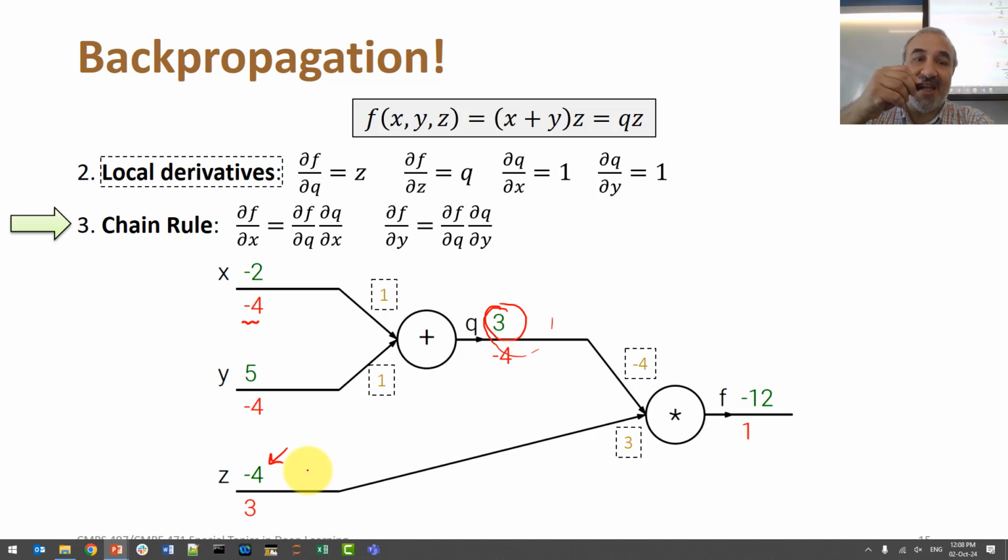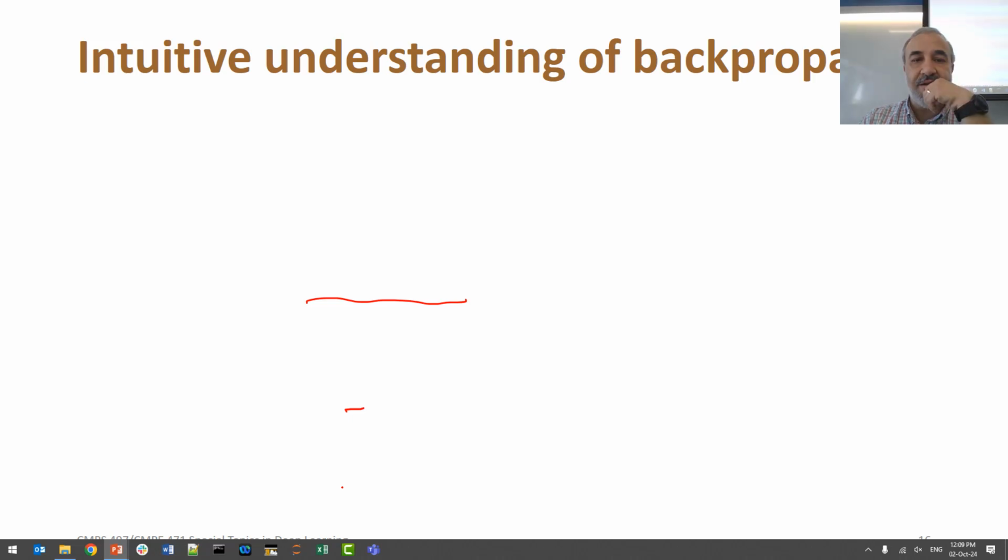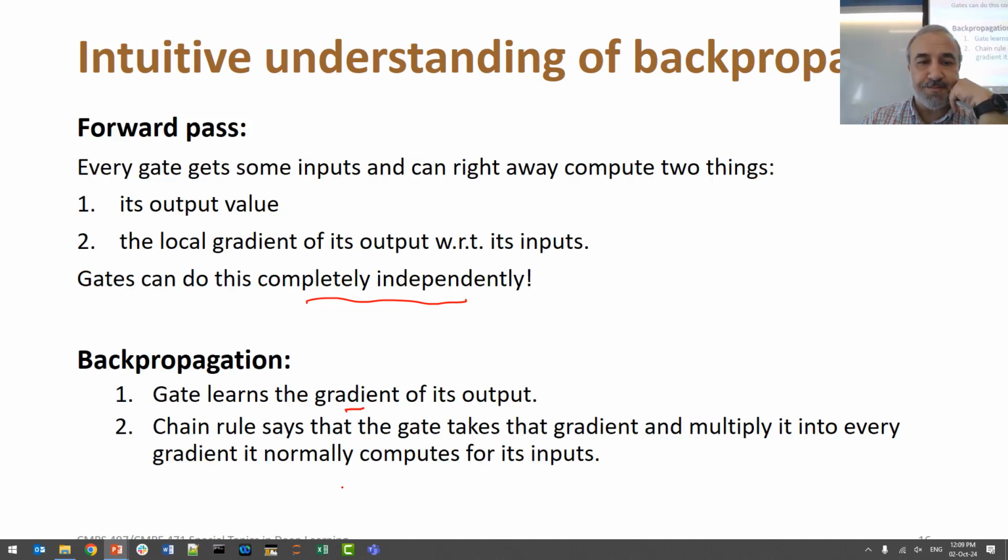Okay, and vice versa. If x decreased, the output of the addition will decrease, and thus the final output will increase because it will be multiplied by a negative number. So every gate actually is communicating to the neighboring gates how it will affect the final output. Okay, that's what is done in backpropagation.